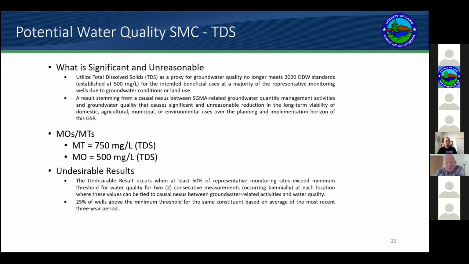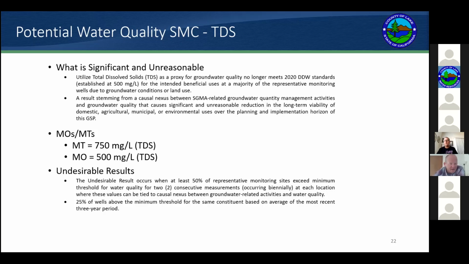If we utilize TDS, we could do arsenic, we could do boron, we could do other parameters, but essentially what it could look like is, and these are just two examples, we could utilize TDS as a proxy for groundwater quality that no longer meets the 2020 DW standards established at 500 milligrams per liter for the intended beneficial use at a majority of the representative monitoring wells due to groundwater conditions or land use. Or another statement could be a result stemming from a causal nexus between SGMA-related groundwater quantity management activities and groundwater quality that causes significant and unreasonable reduction in the long-term viability of domestic, agriculture, municipal, or environmental uses over the planning and implementation horizon of the GSP.